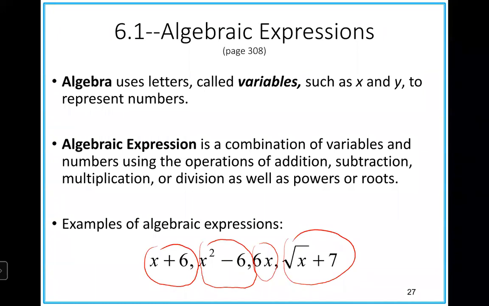The expression could have simply one term or multiple terms. Most of these have 2 terms, and one of them is just 1 term. So it could be letters, it could be numbers, it could be numbers and letters, and it could be radicals.